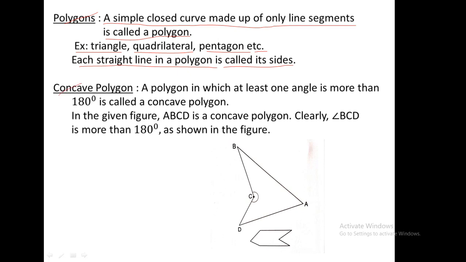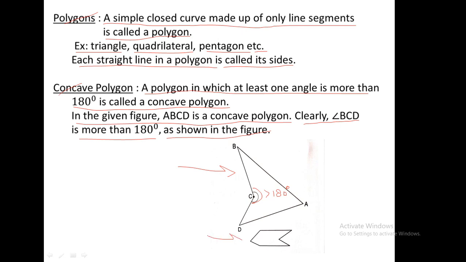It is important to know. A polygon in which at least one angle is more than 180 degree is called a concave polygon. So we have to understand with the help of this figure. So in this figure, ABCD is a concave polygon. Clearly, angle BCD is more than 180 degree as shown in the figure. So angle BCD means this angle BCD is more than 180 degree. So this is concave polygon.